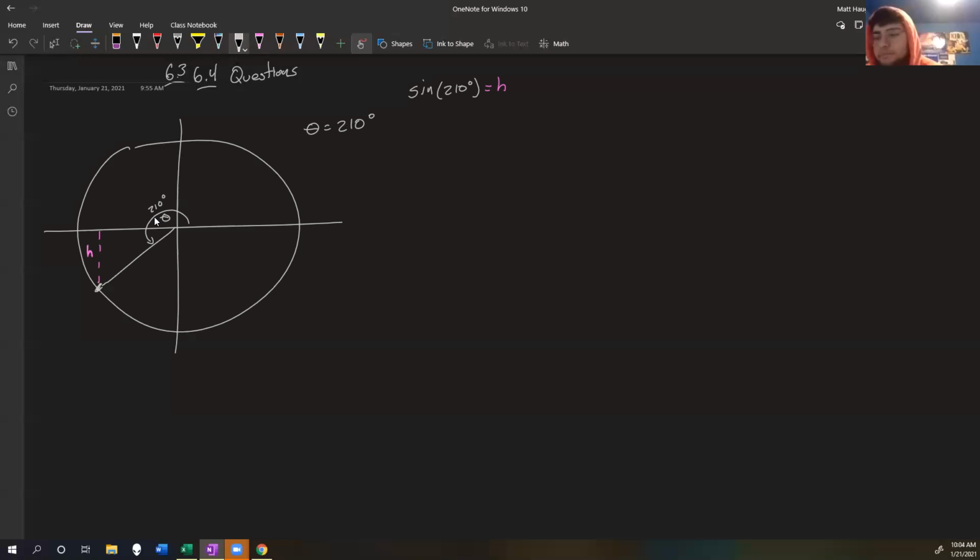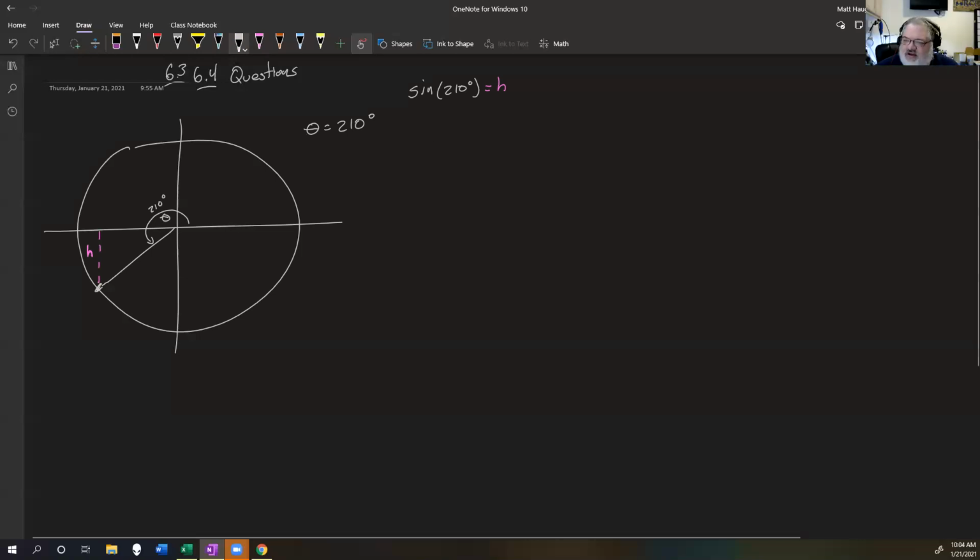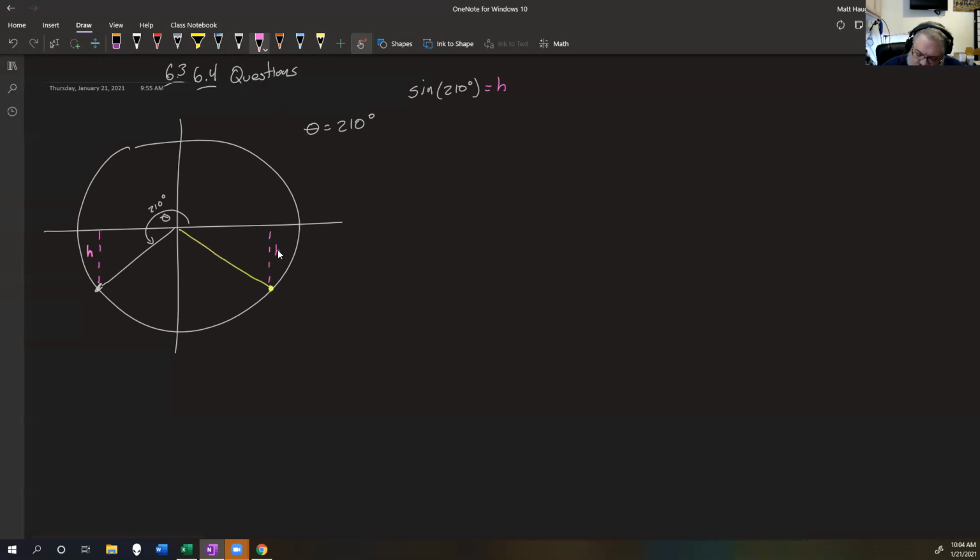Four. Since we associate sine with our y values, it is absolutely also in 4. So we'd be looking for another angle down here that has that same height, that same y value, that same sine value. We just want to know what that angle is.